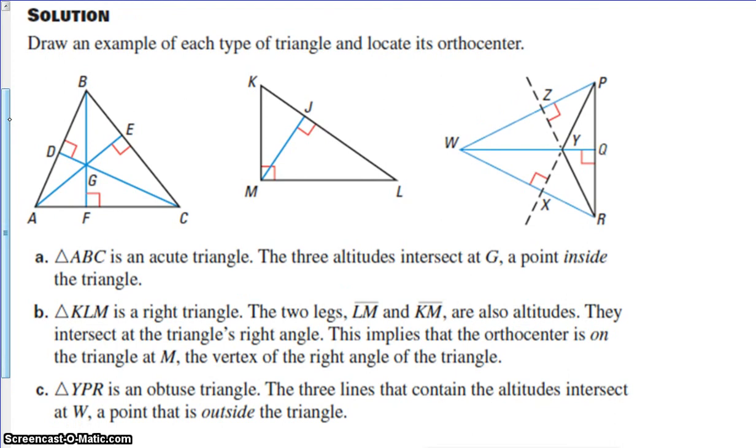Alright, well that's it for the centroid and orthocenter. Tomorrow we'll be talking about the perpendicular bisectors and the angle bisectors and what centers they make. The perpendicular bisectors and angle bisectors are concurrent as well, and they have a special name for where they're concurrent. So stay tuned for tomorrow, and I will see you guys later.